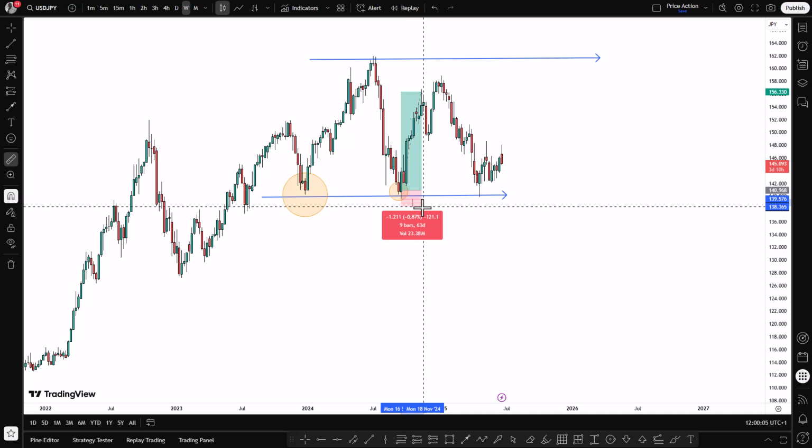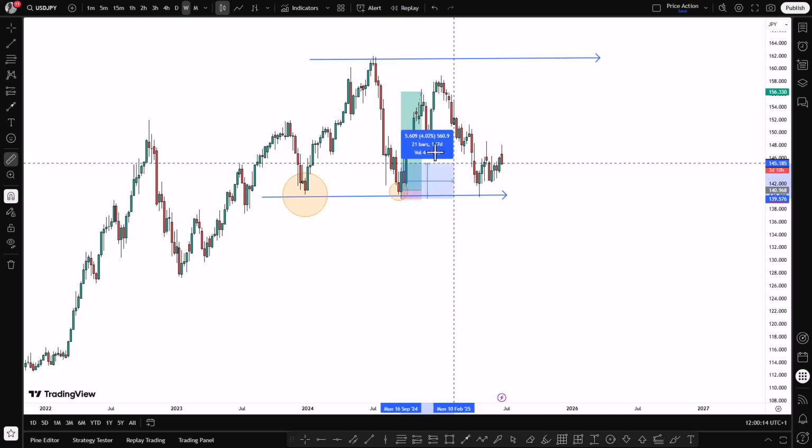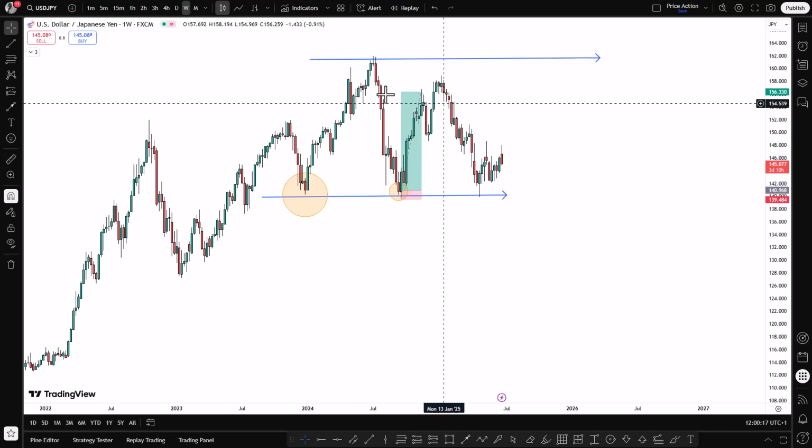But if you were risking, let's say, 1% of your trading account's capital, and you're aiming to make this particular trade 1:10, you would have easily made that. In fact, that's not the only case.